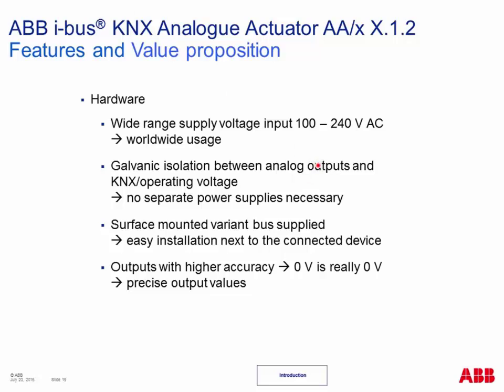Let's summarize the main features and the value proposition of these new components. We have a wide range supply voltage input from 100 to 230 volts AC. Remember, only necessary for the DIN-rail component. So it gives us the option to use it worldwide at any voltage level. Galvanic isolation between analog outputs and KNX, and especially the operating voltage, which was not available before. So you need no separate power supplies for your analog component behind and the KNX analog actuator itself. It can be one power supply.